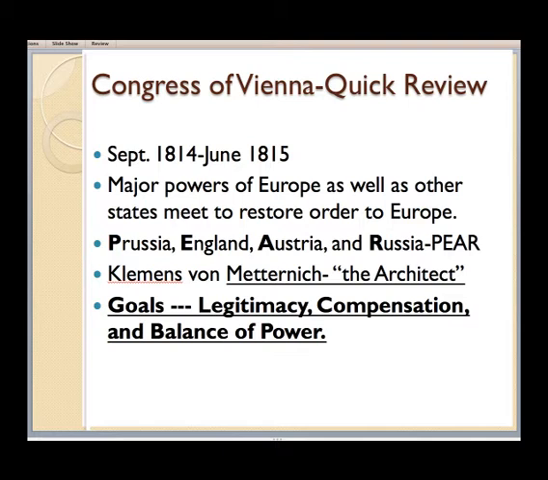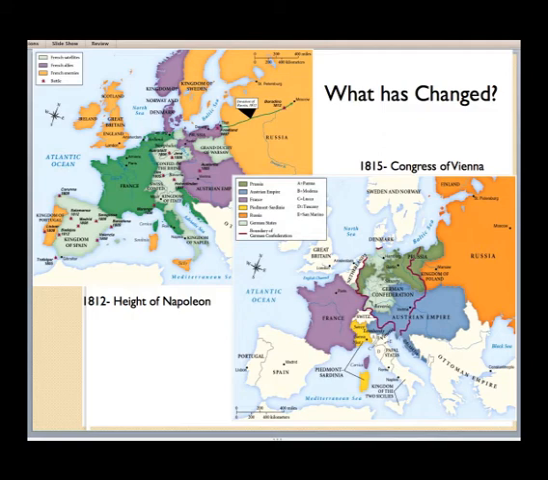They have three main goals: legitimacy, compensation, and balance of power. And we'll explain those in a few minutes. First, let's take a look at this map here. Great time to pause the video, take a look at both maps, and see what changes between 1812, the height of Napoleon's power as he's on his way into Russia, and 1815 after he's finally been defeated. I would pause the video now and analyze the maps.